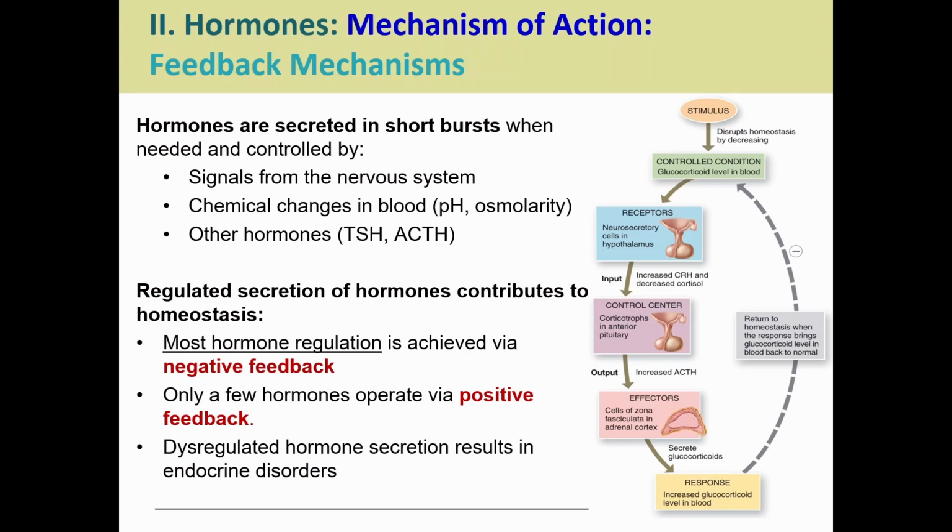When we cannot keep these hormones in check, when we're not able to use these hormones to regulate things, a lot of times the hormone secretion has been disrupted in some way. Either it is too high or too low, and then we get endocrine disorders.